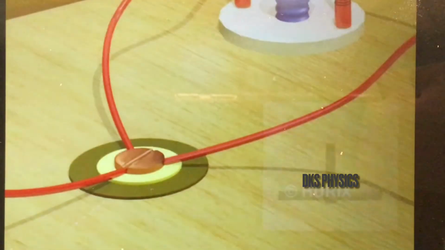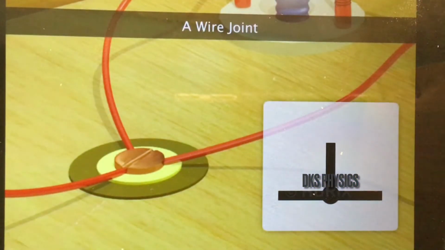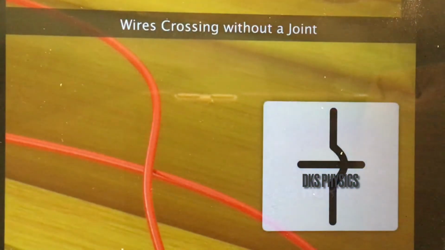When two or more wires cross one another, we need to know whether they are connected or if they simply cross one another without joining. If the wires are connected, the joint is represented by a dot at the crossing point. Wires crossing without a joint are represented as a loop on the crossing point.